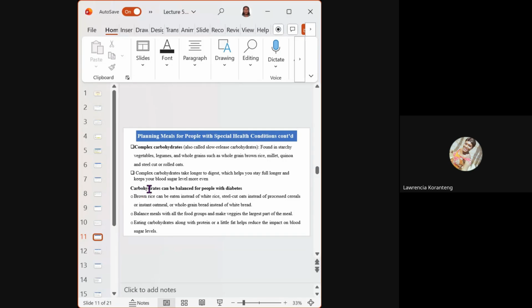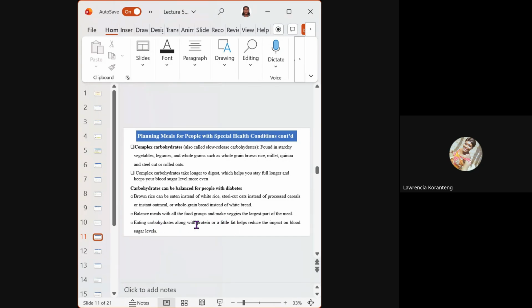And so carbohydrates can be balanced for people with diabetes. Brown rice can be eaten instead of white rice, steel cut oats instead of processed cereals and instant oatmeal, whole grain meals instead of white bread. So as I said, instead of giving the person the normal tea bread, butter bread, you can do the wheat bread. You balance the meals, make sure that the person eats from all the food groups, including veggies. Veggies should be the largest portion of the meal of a diabetic person. The person should eat a lot of veggies.